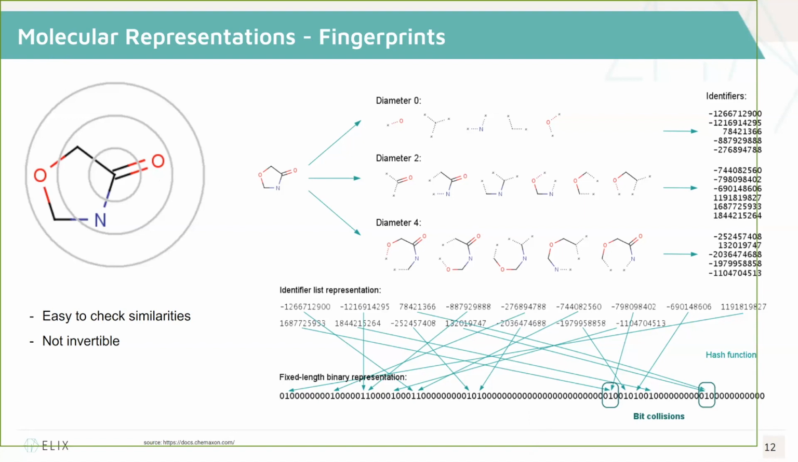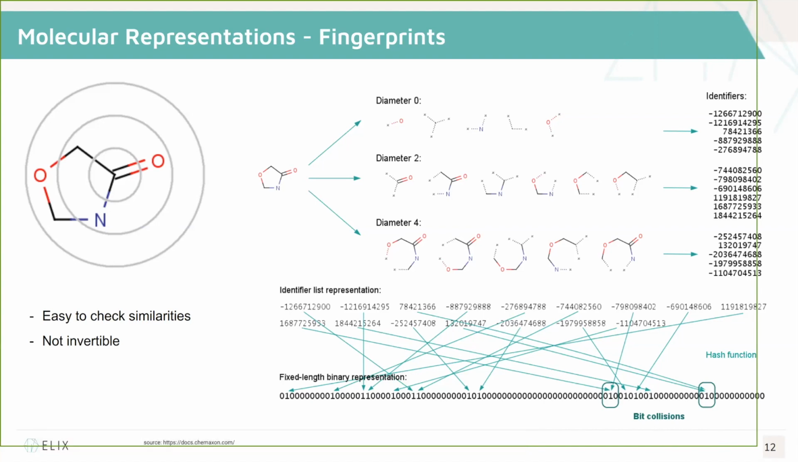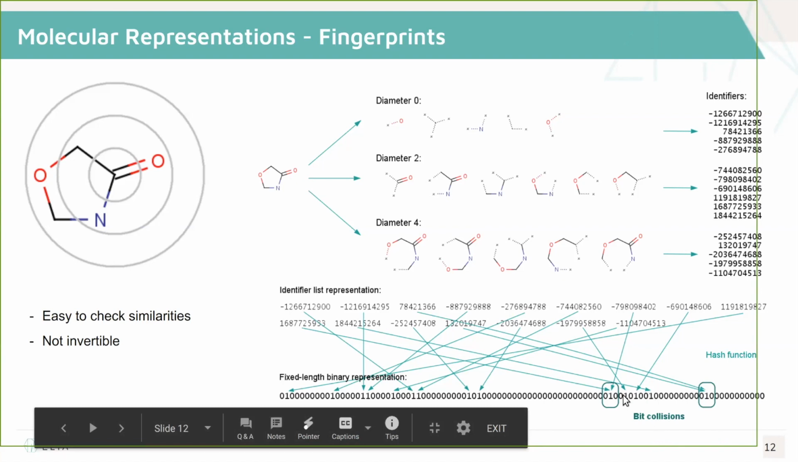So as I mentioned, the fingerprints have a fixed size, usually 2048 bits or 1024 bits, and some of these bits can collide. So we basically have the same problem that we had with SMILES, just exactly the opposite problem. Instead of having one molecule with multiple representations, we can have multiple molecules with one representation.